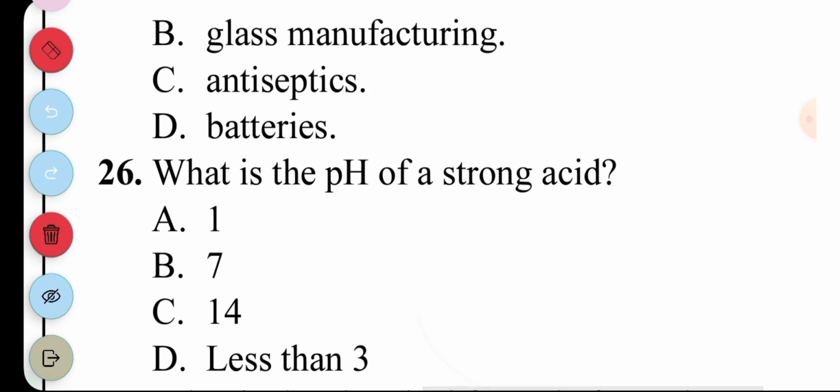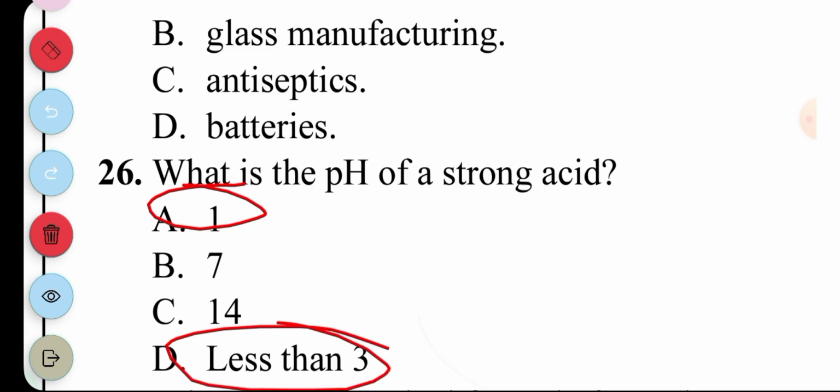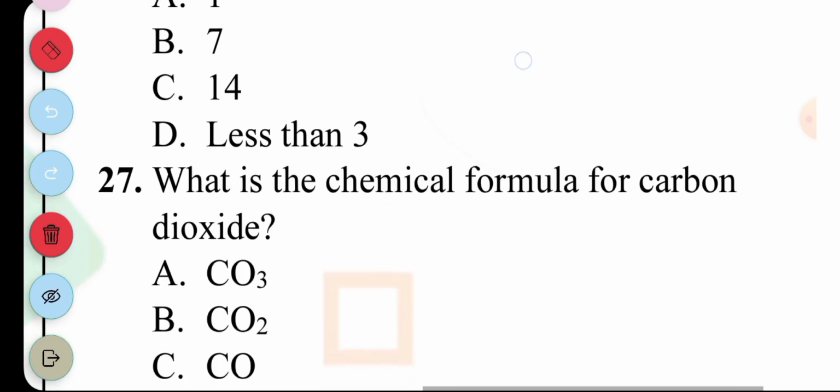26. What is the pH of a strong acid? A. 1, B. 7, C. 14, D. less than 3. So it falls between A and D. But A is more accurate, as in very specific. So 26 is A.